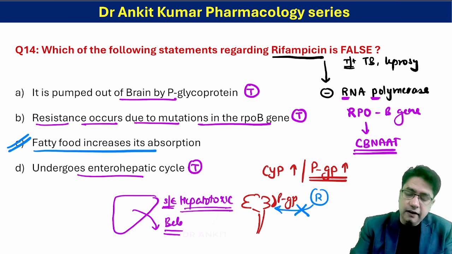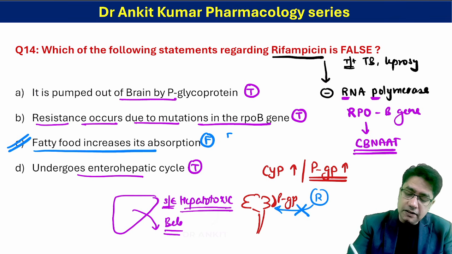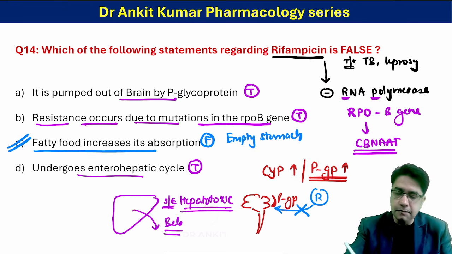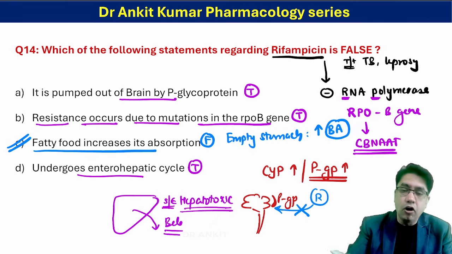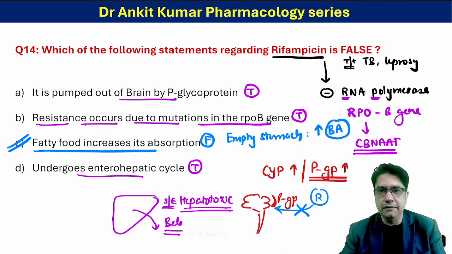Remember, fatty food increases absorption. This is a false statement. Remember, rifampicin is rather given on an empty stomach. All anti-tubercular drugs we give on an empty stomach, because an empty stomach increases bioavailability or absorption of rifampicin. So C is the false statement.